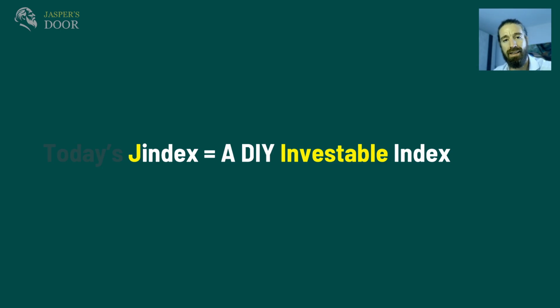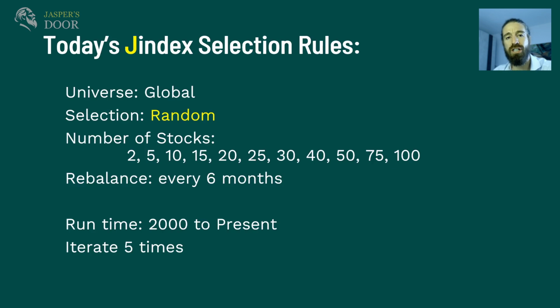But also, in this particular case, we're going to create a Jindex that tackles the problem of how many stocks you need in order to invest. And this can be done very easily. We're going to use a universal approach, so all the stocks available in the data set are definitely going to be included. We're going to have a selection that is fully random.